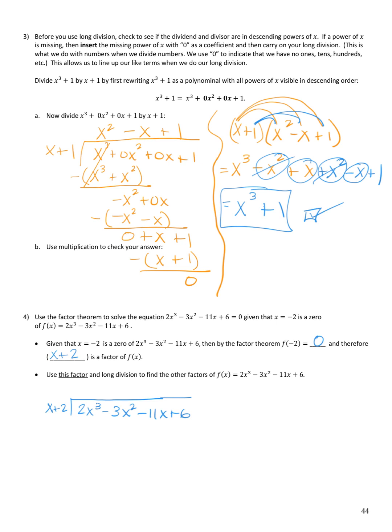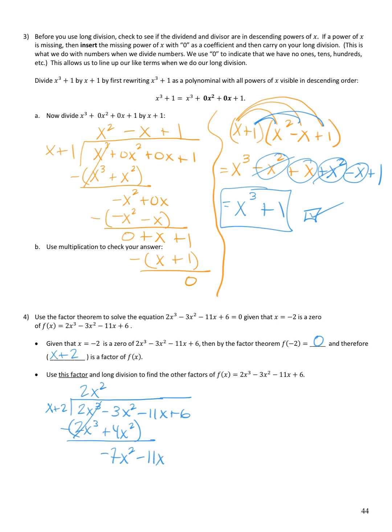And x times what gives you 2x cubed? That would be 2x squared. 2x squared times x is 2x cubed. 2x squared times 2 is 4x squared, and we subtract. The 2x cubes cancel. Negative 3x squared minus 4x squared is negative 7x squared. Bring down the minus 11x.